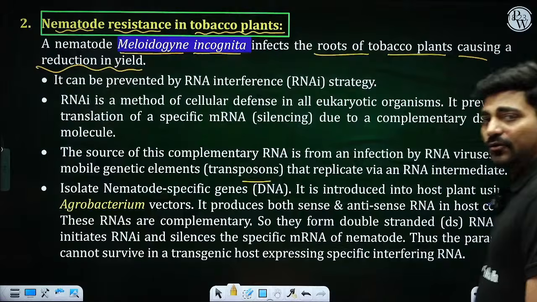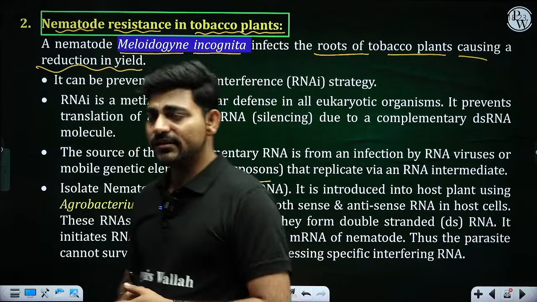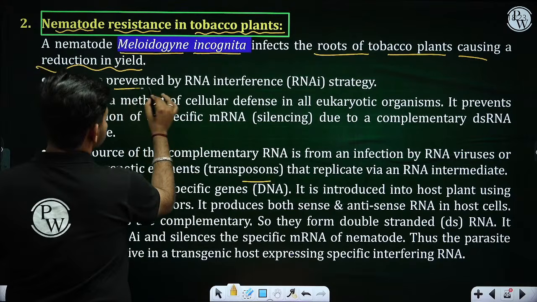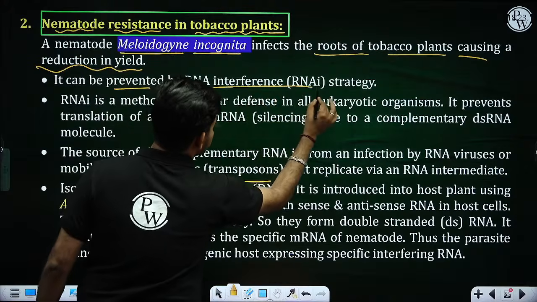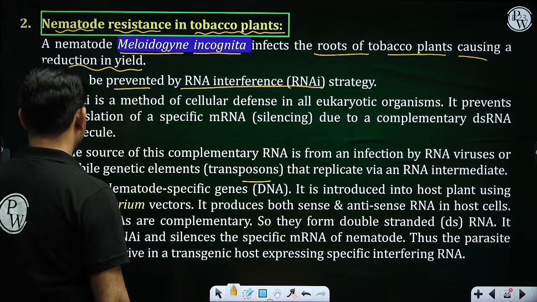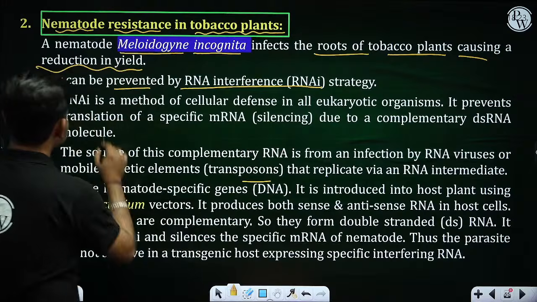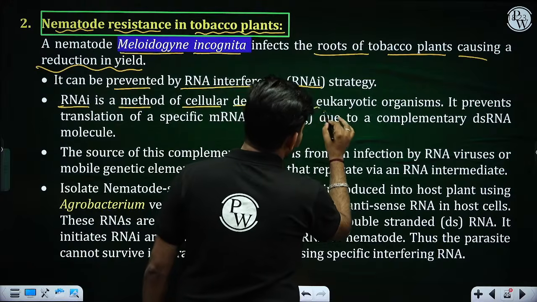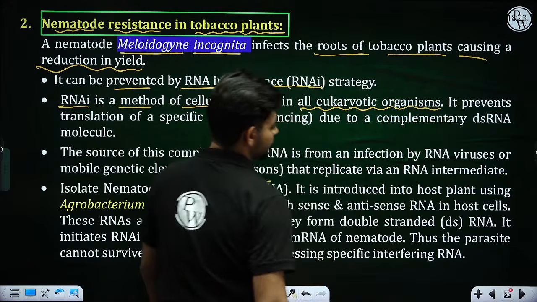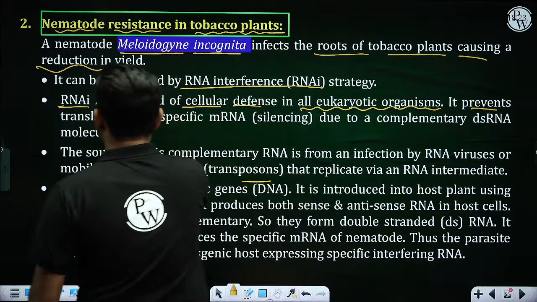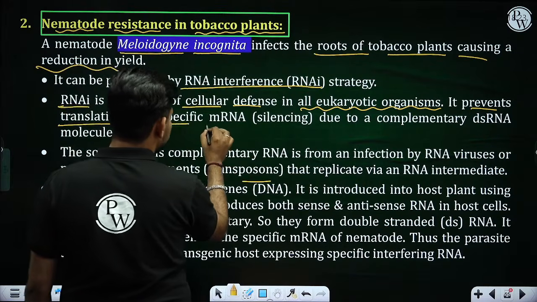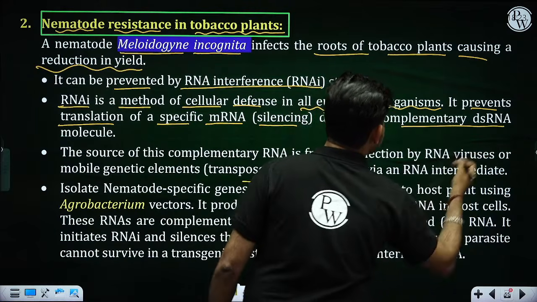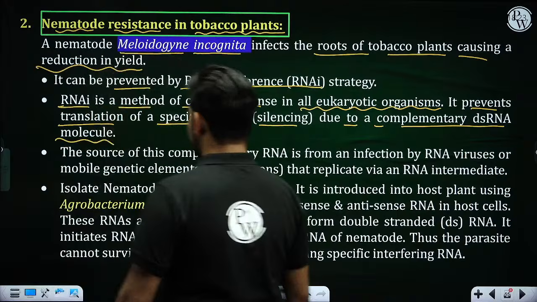Now, how to recover? For that, again, you have to take help of biotechnology. So it can be prevented by RNA interference or RNAi strategy. So what is RNA interference strategy? RNAi is a method of cellular defense in all eukaryotic organisms. It prevents the translation of a specific mRNA, or silences it, due to a complementary double-stranded RNA molecule.